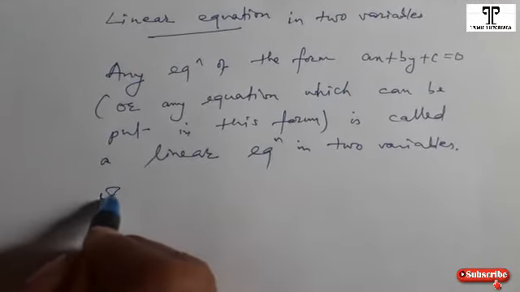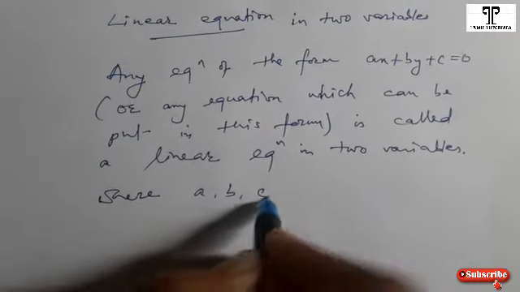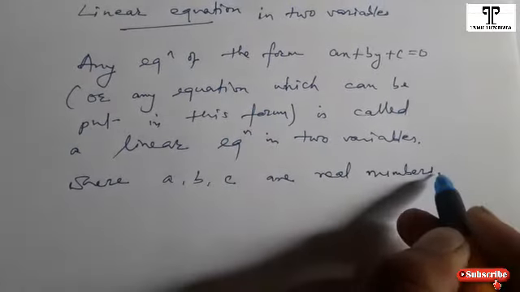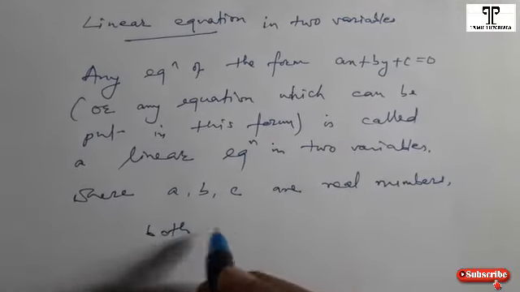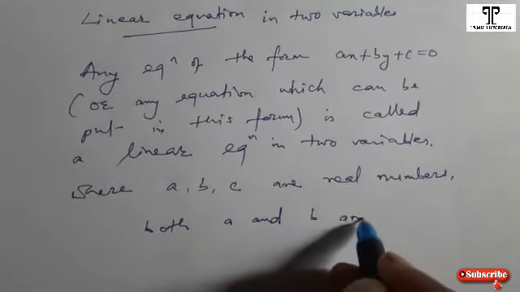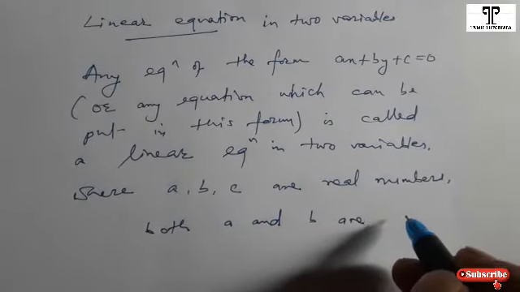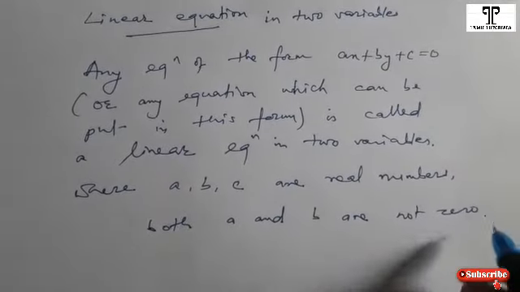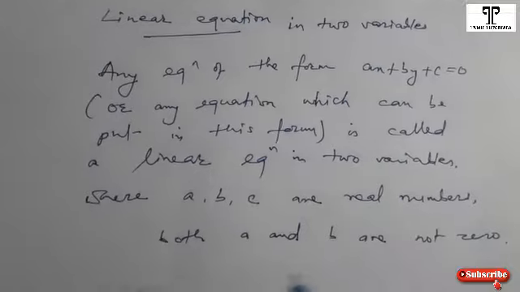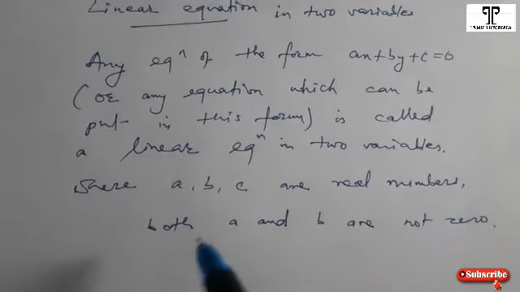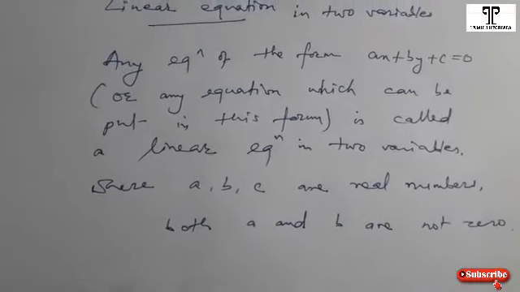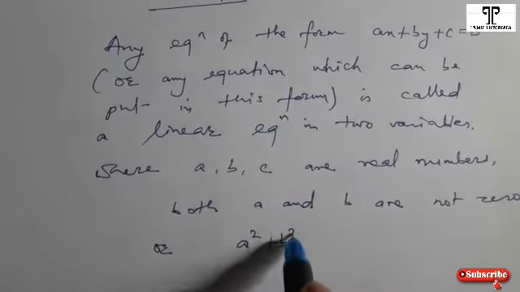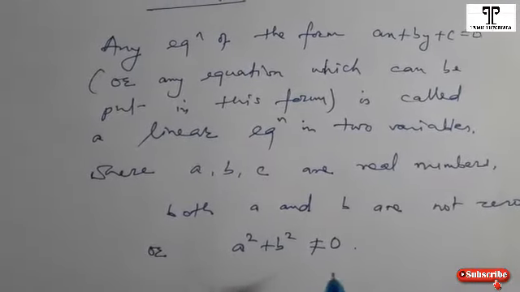So in this definition, a, b, c are real numbers, okay. So a, b and c should be real numbers, and another condition, a and b are not both zeros, okay. So both a and b should not be equal to 0, okay. So a, b, c should be real numbers, but a and b should not both be equal to 0, or another condition we can say is that a square plus b square should not be equal to 0. This condition also can be applied.